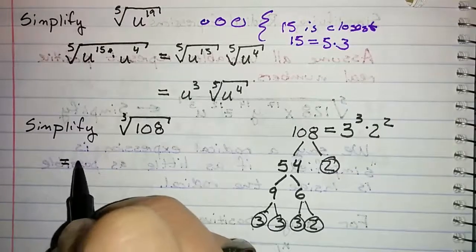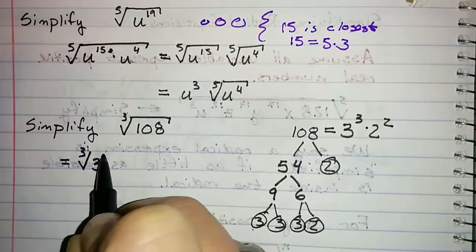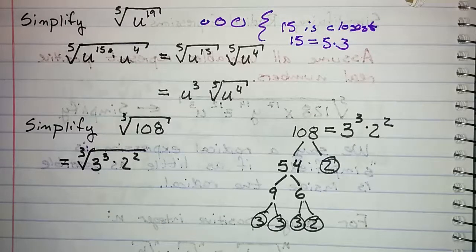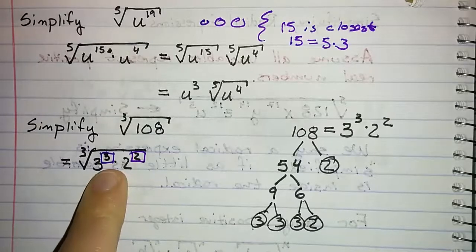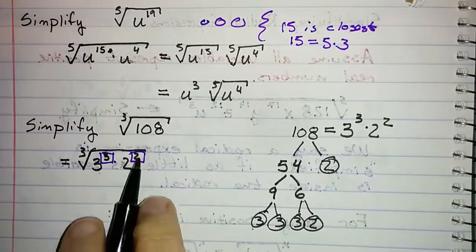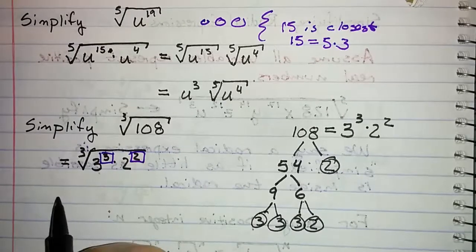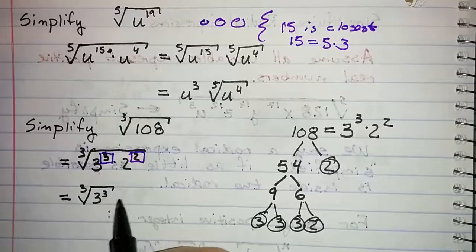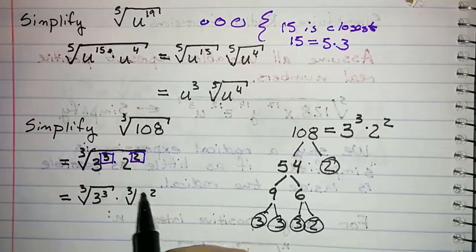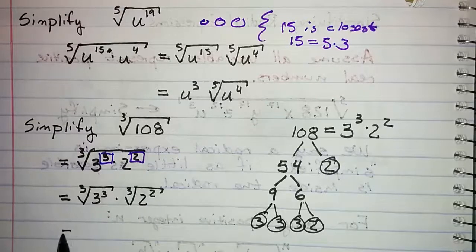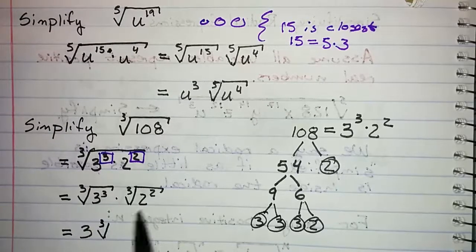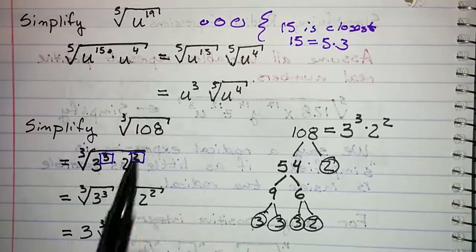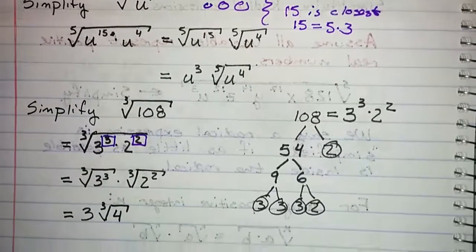The cube root of 108 is the cube root of 3 cubed times 2 squared. And now I look at each of the exponents. The multiple of 3 that's closest to 3 is 3. And there are no multiples of 3 less than 2. So I'm just going to split this up as cube root 3 to the 3rd times cube root 2 squared. 3 is 3 times 1, so this is just 3. And then cube root 2 squared is 4. The cube root of 108 simplifies to 3 times the cube root of 4.